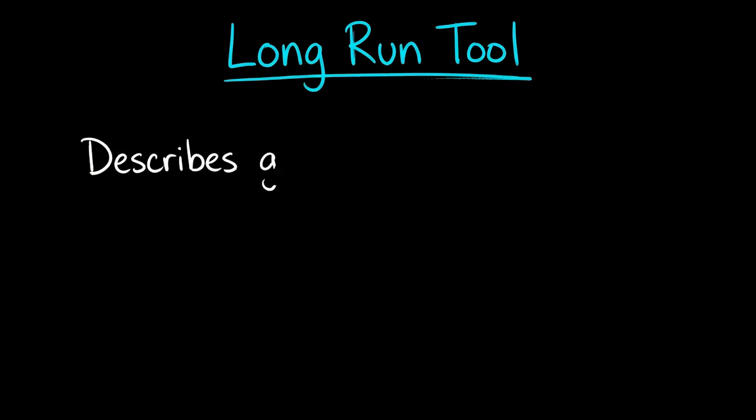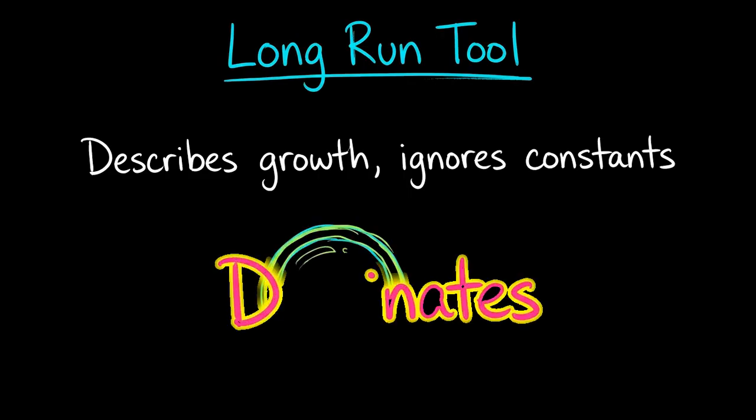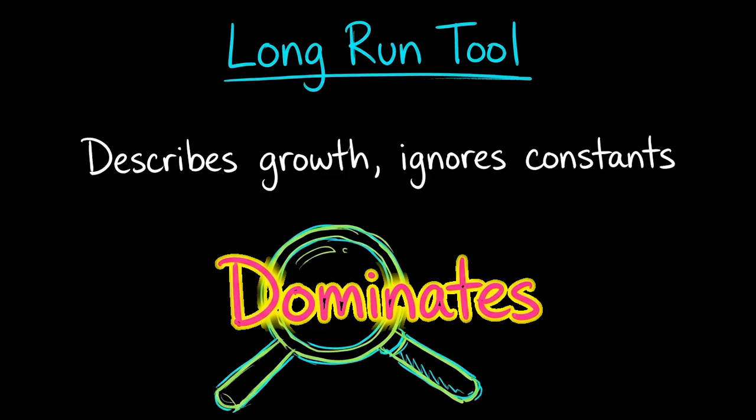So the takeaway is simple. Big O describes growth, not exact values. It ignores constants and small terms. It focuses on what dominates as inputs get large, and it gives us a clean language for reasoning about scale.